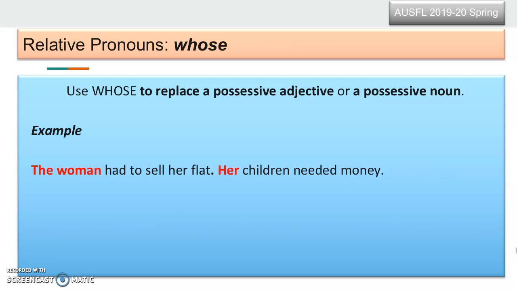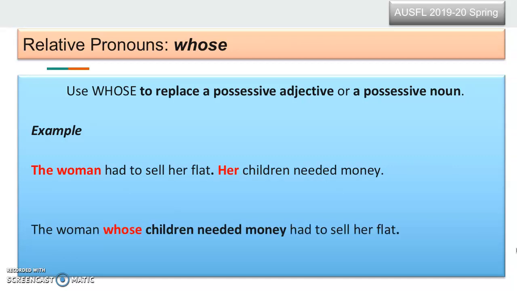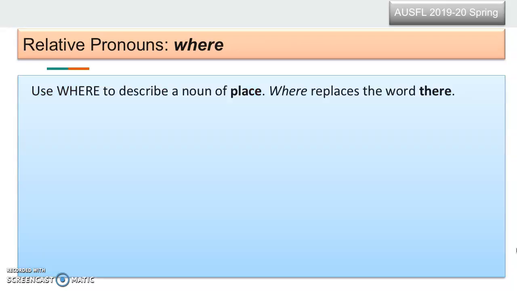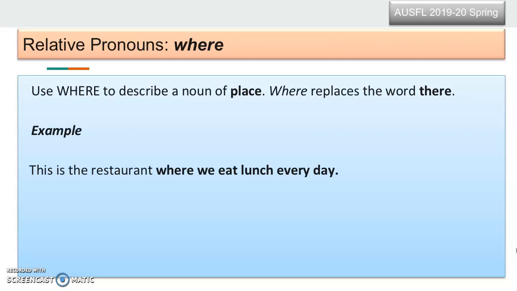And in this last example, we need to describe the noun woman. So, we use the relative clause just after the noun woman and use whose to replace the possessive adjective her. The woman whose children needed money had to sell her flat. Now, let's look at how we use the relative pronoun where. We use where to describe a noun of a place when the meaning is there. Here is an example. This is the restaurant where we eat lunch every day.